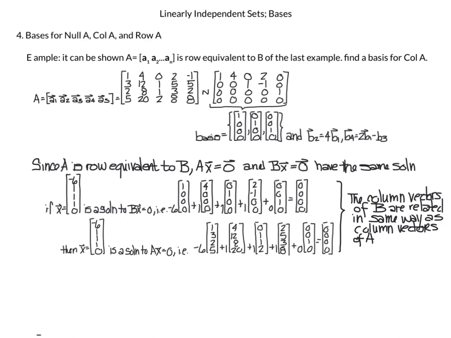And what that exactly means is that if X, from when we were solving for B, is equal to minus 6, 1, 1, 1, 0, which is a solution to BX equals 0, that is, if you take minus 6 times the first column vector 1, 0, 0, 0, plus 1 times the second column vector 4, 0, 0, 0, plus 1 times the third column vector 0, 1, 0, 0, plus 1 times, is that right?